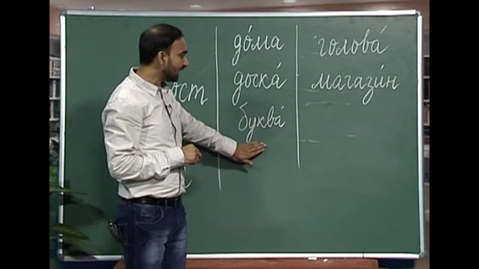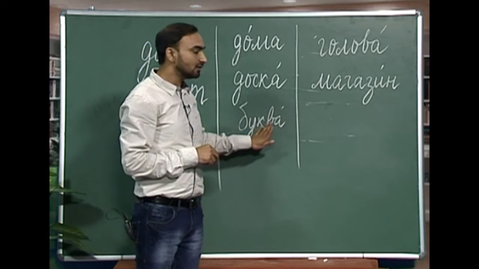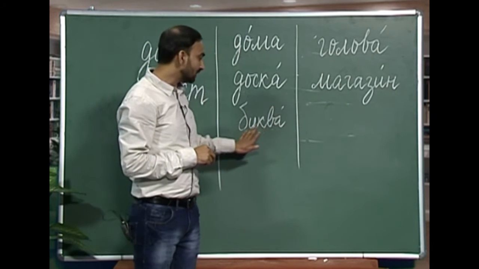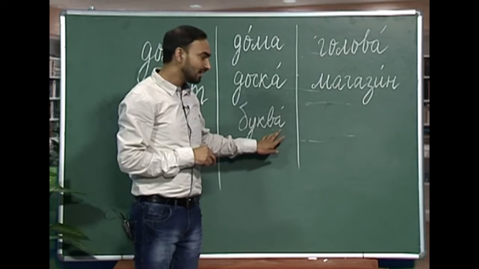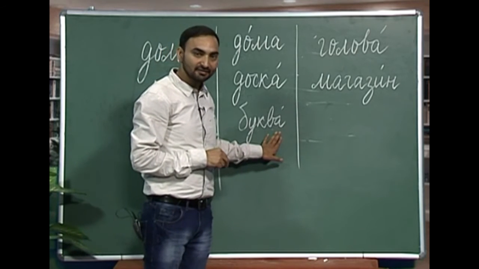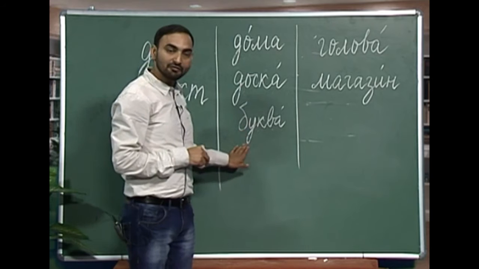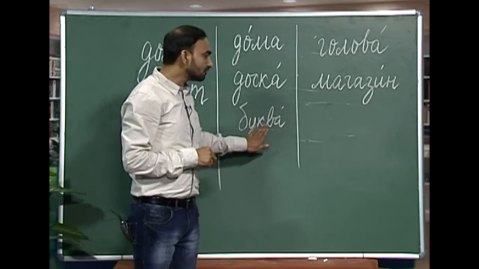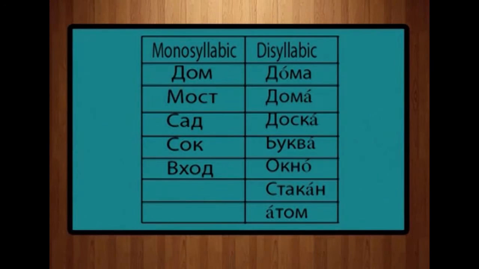The third word again, bukva. There are 2 vowels, U and A, and this A is stressed and U is unstressed. So, how will we pronounce this word? Bukva. These words have 2 vowels, that is why they are called disyllabic words.